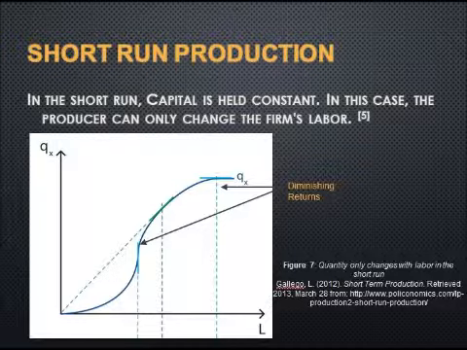Short-run production. In the short run, capital is held constant. The producer can only change the firm's labor. In long-run production, the producer can change both capital and labor. Perfect substitutes in producer theory happen when capital and labor are interchangeable and both provide an equal output.